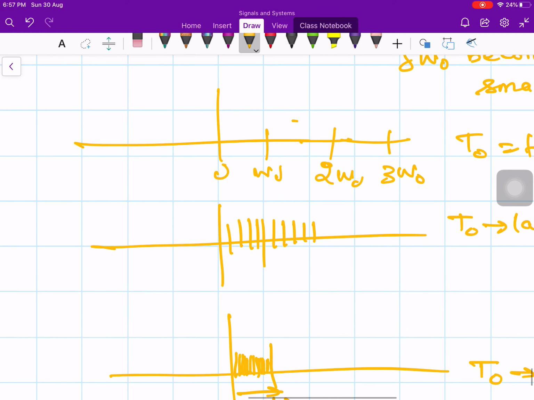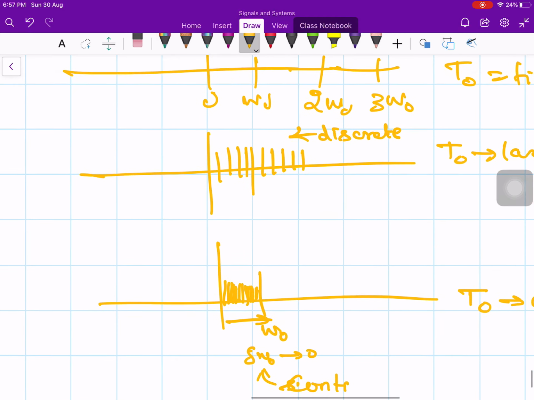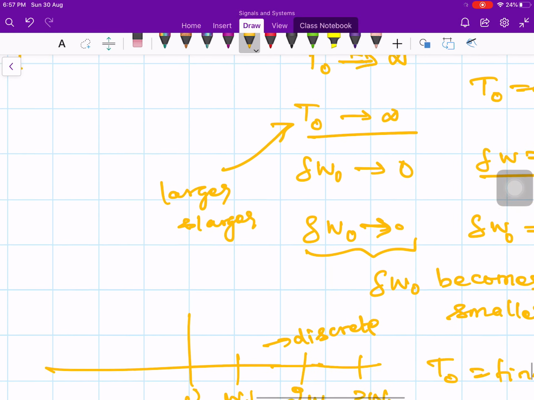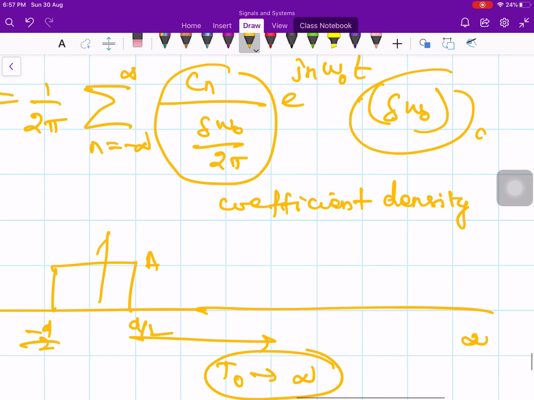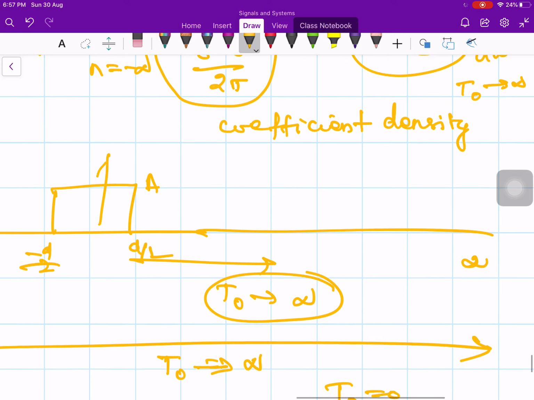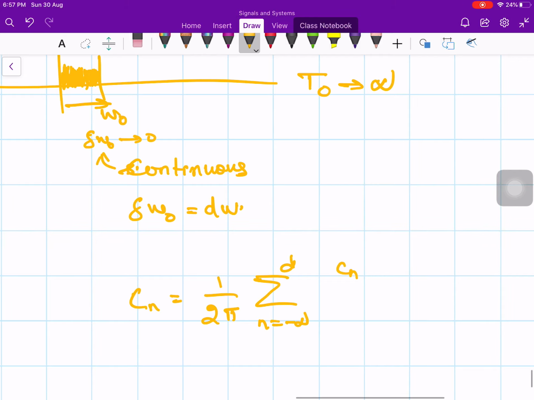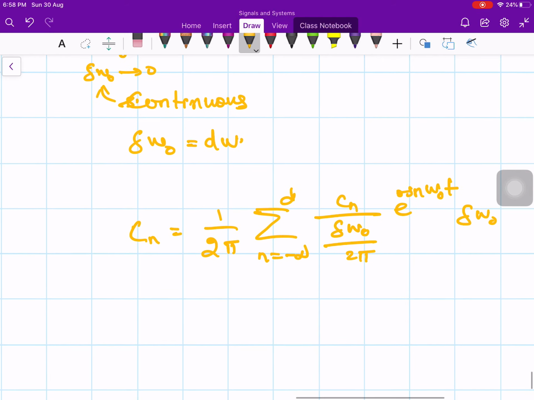Initially it was discrete, and here also discrete but highly packed. Here you put hundreds of thousands of millions of lines, and now it becomes continuous. Therefore, delta omega becomes d omega in the above summation. So in this summation, this term becomes d omega naught when T naught goes to infinity. Let me rewrite here: f(t) equals 1 over 2 pi, the summation of n from minus infinity to plus infinity of Cn divided by delta omega naught by 2 pi, times e to the plus j n omega naught t, times delta omega naught.